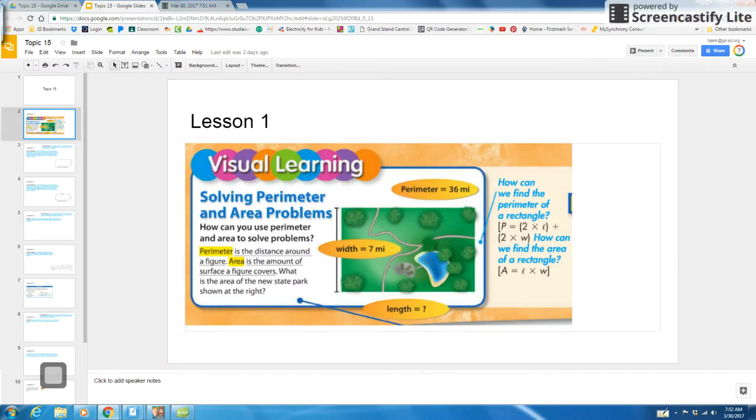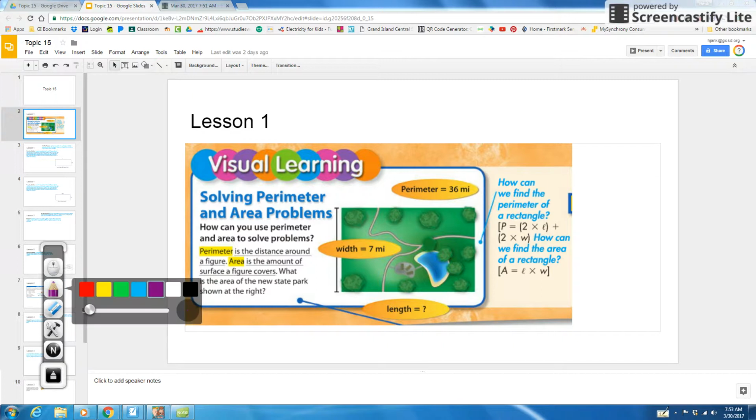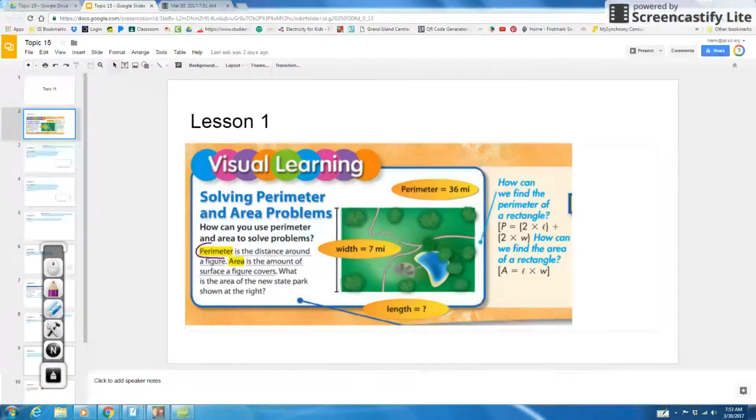So our first lesson that we're starting out with is lesson 1, and we're going to be talking about area and perimeter. Our area and perimeter hopefully is a little bit of a review for you. And if not, we can always make sure we refresh the memory and make sure you understand it.